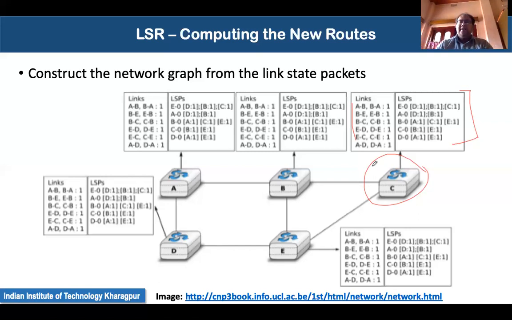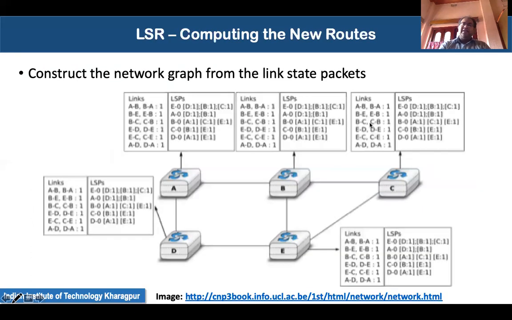That way, once you have that link information, obviously you can construct a graph. You can construct the graph with 5 nodes, A, B, C, D, and E. Then for A to B, you will put an edge with cost 1. From B to E, you will put another edge with cost 1. From B to C, an edge with cost 1. So that way you can create the entire network graph.